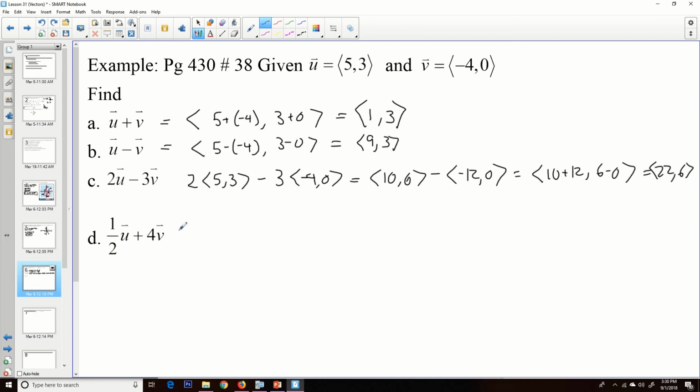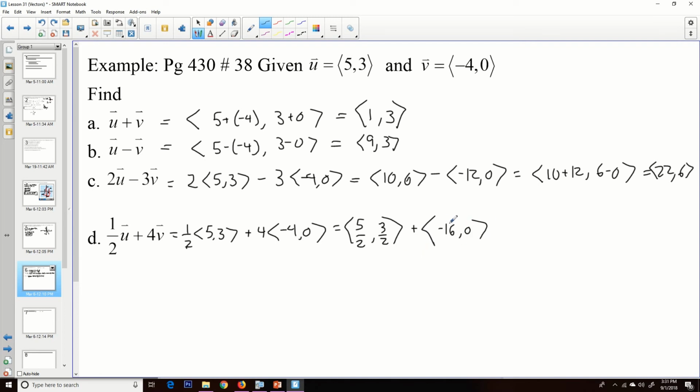And then this one, half. Oh, we're going to have some fractions, so we'll just get it done. Same thing, we're adding, so it's a half, and then it'll be 5, 3, and then plus 4, negative 4, 0. And so let's see here, I got 5 over 2, comma 3 over 2 when I do the scalar multiple to the first one, and then it'll be plus negative 16, comma 0.